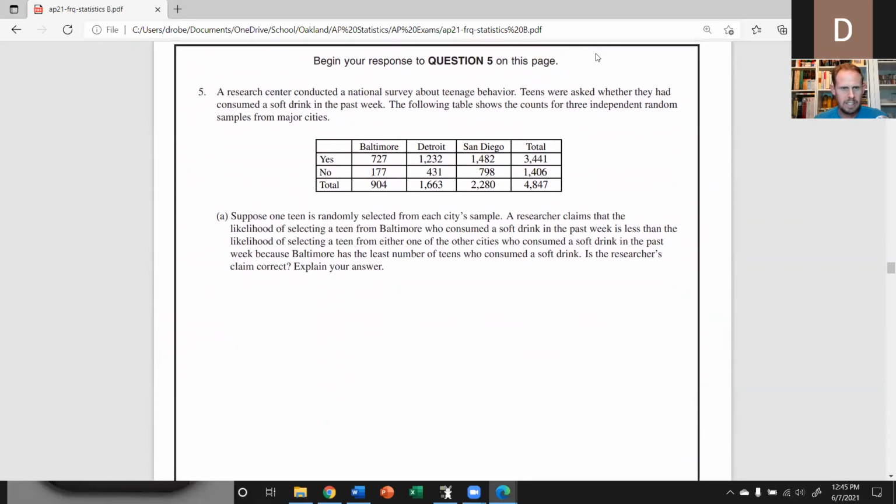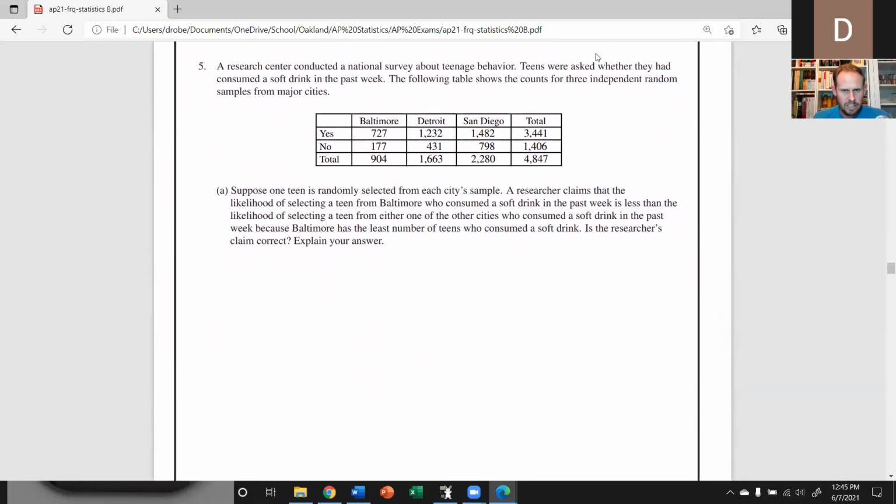All right, on to number 5. This looks like our probability one here. Probability from a chart. A research center conducted a national survey about teenage behavior. Teens were asked whether they had consumed a soft drink in the past week. The following table shows the counts for 3 independent random samples from major cities. Well, of course, they're independent. They're from different cities. That makes sense.